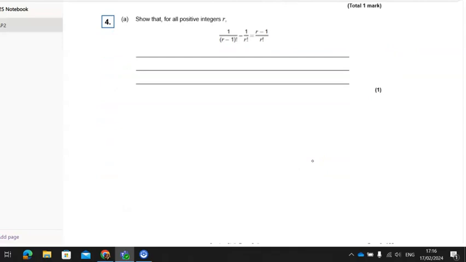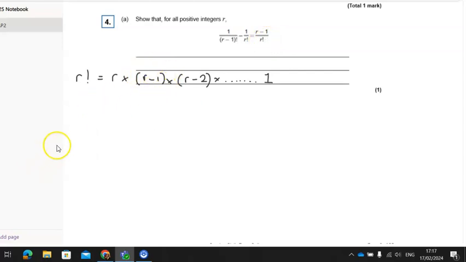Question 4. This is a cracker of a question, I love this question. R factorial means that we're doing R times R minus 1 times R minus 2 times R minus 3 all the way down until you get to 1. You've done that in normal maths, it's part of the binomial expansion formulae. So what we're going to do is use that to show this inequality here.